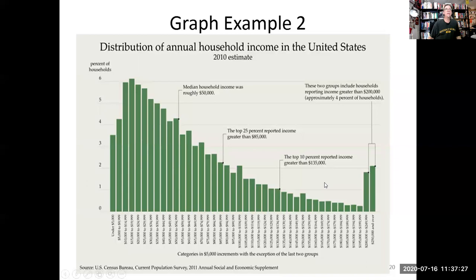Okay, here's a histogram. You just saw this. I explained that. These bars represent a little range of values, and this shows the distribution of incomes in the United States.